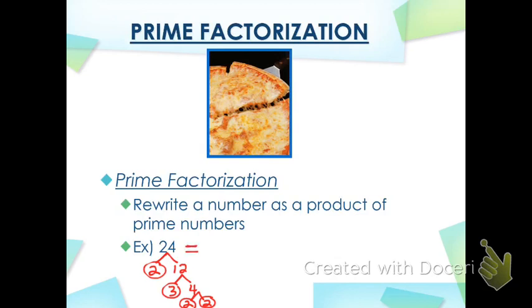So 24 has 1, 2, 3 factors of 2 and 1 factor of 3. I can leave it written like this, 2 times 2 times 2 times 3, or I could also rewrite that as 2 cubed times 3. So I've got this 2 times 2 times 2 that I could rewrite as 2 cubed if I like.